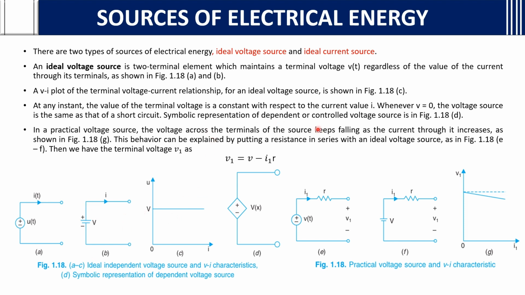The symbolic representation of a dependent or controlled voltage source is this. This is a dependent voltage source. How is a dependent voltage source represented? These are the independent voltage sources. These are the dependent ones, represented by this diamond shape. If a diamond shape with plus minus or an arrow mark is shown, then these are dependent sources. These are independent sources; they don't depend on anything. These are dependent.